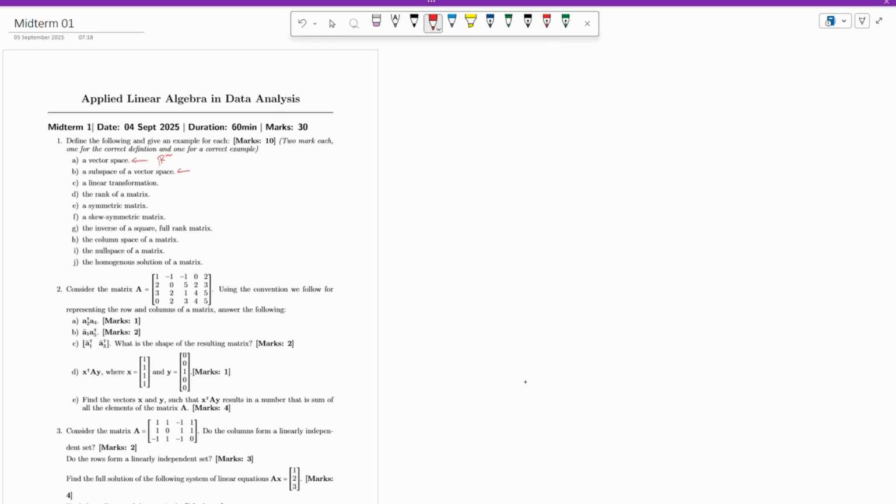This one, the definition, everybody got right, because you just had to remember. What is an example of a subspace? To give an example of a subspace, you'd have to start with a vector space first. But one simple example is just the zero element. The zero element is always a subspace. Just a trivial subspace.